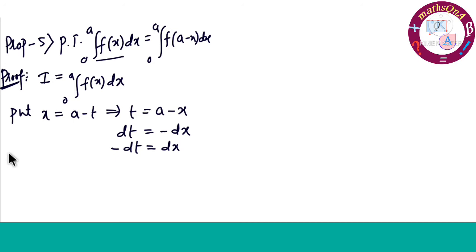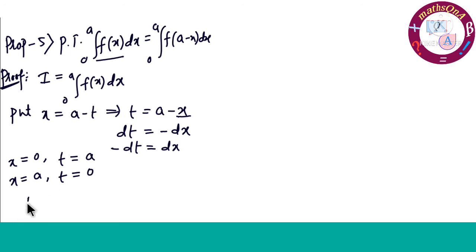Now the limits also change. If you change the variable from x to t, then the limits also change. When x is equal to 0, what is the value of t? t is equal to a. So in place of 0 you write a. Then x is equal to a, so put a in place of x, a minus a is 0. So the t value becomes 0.